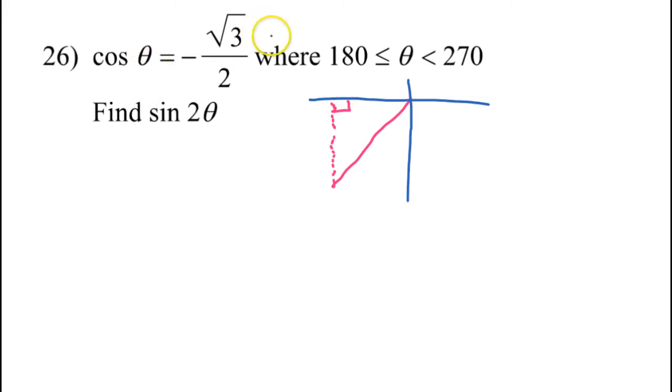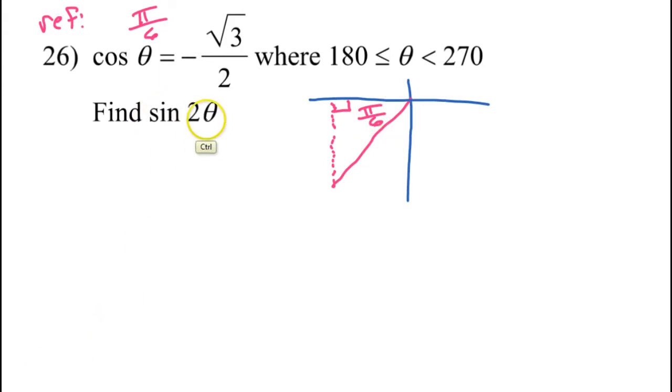Cosine, well, I'm recognizing this as a special angle. We've memorized that the cosine of pi over 6 is radical 3 over 2. So the fact that this is negative radical 3 over 2 tells me that the reference angle is pi over 6. Okay, so that means that this reference angle right here is pi over 6.